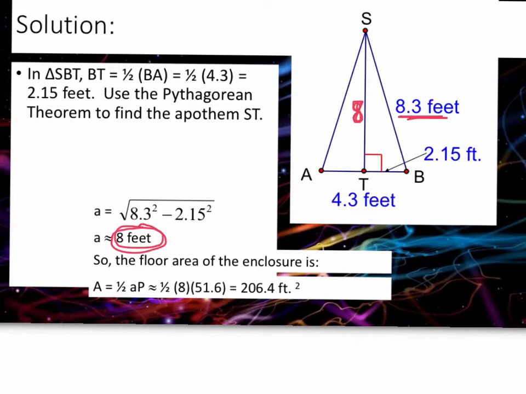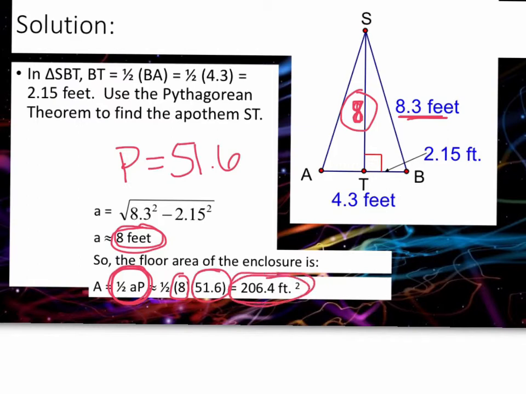So now that I have my apothem, which is 8, and I have my perimeter, which is from the last slide, which was 51.6, I will plug that back into this formula, this very powerful formula. 8 for apothem, 51.6 for the perimeter. Multiply that together and then multiply by 1/2 and I get 206.4 feet squared. Notice that I keep putting my units down. I expect you guys to be doing the same.